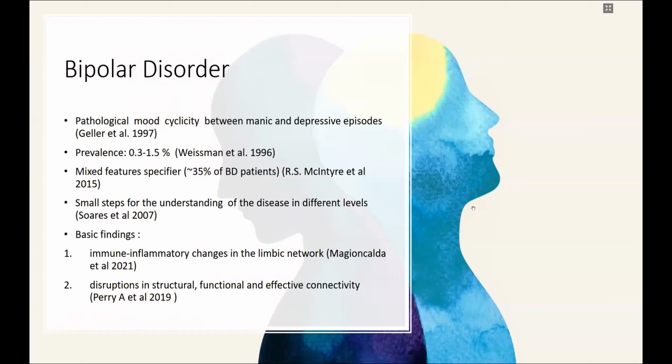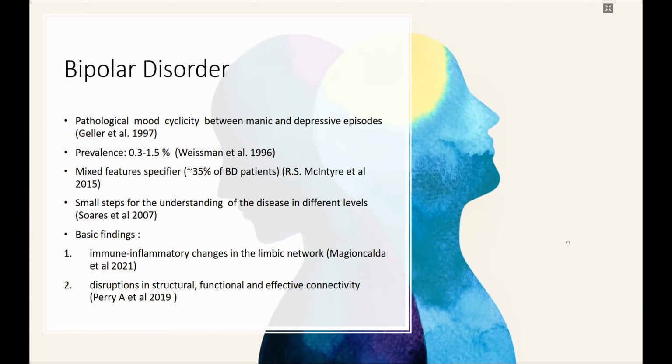Bipolar disorder is a psychiatric condition characterized by pathological mood cyclicity between manic and depressive episodes. Its prevalence in the general population is about 1%, and about 35% of bipolar patients have the mixed features specifier, or mixed affective states, which is a condition characterized by the coexistence of manic and depressive symptoms during an episode of mania or depression.